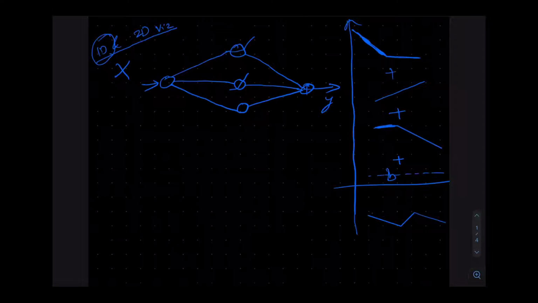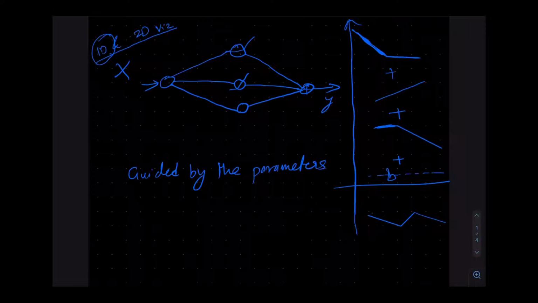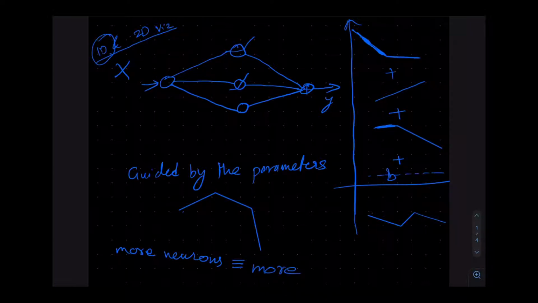We can see on the right that 3 different types of pieces are formed, and these pieces when added together produce our desired function. The job of the bias is to shift the function up or down. These pieces are actually guided by the parameters, and if we have different parameters, we can produce a different looking piecewise function. For the 3 pieces, we can have something like this, a different function. And if we increase the number of neurons, we get more and more pieces.